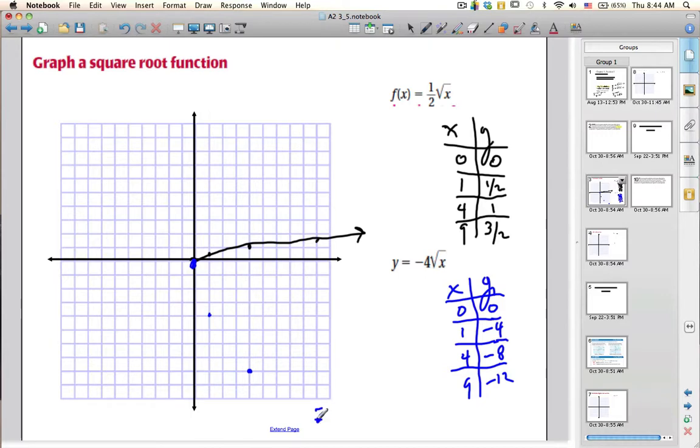-12 down here. And you can see that this curve is a little different. It follows the same basic idea. It starts from 0, 0, and it heads to the right. But two things that I want you to observe.